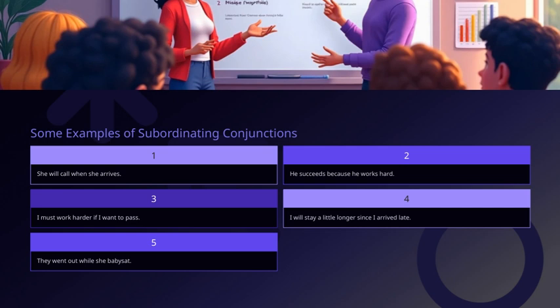Then, "I must work harder if I want to pass." The word "if" introduces a condition. Working harder is necessary if I want to pass. Finally, "She will call when she arrives." "When" connects the timing of her calling to her arrival, showing the sequence of events.